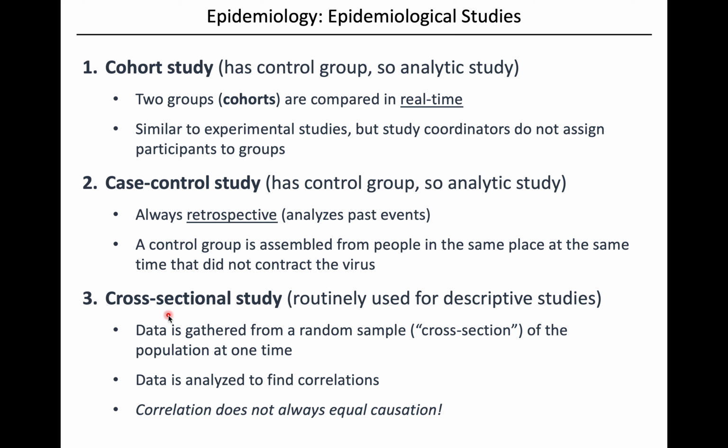And as I mentioned, cross-sectional studies tend to be almost entirely descriptive. So, as that name implies, we're just taking a random cross-section of the population and analyzing the data, looking for correlations there. And this is where epidemiology can sometimes get itself into trouble because it's pretty good at finding correlations, but of course correlations don't always mean cause, right? Correlation does not equal causation.